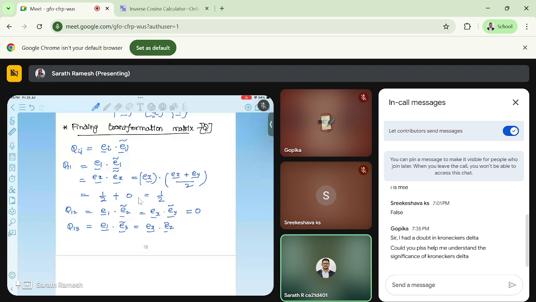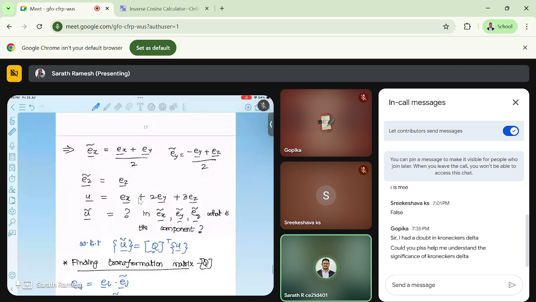Q21 is E2 dotted with E1 tilde. Okay. E2 is Ey, E1 tilde is Ex plus Ey by 2. So, this is equal to 1 by 2. What is Q22?